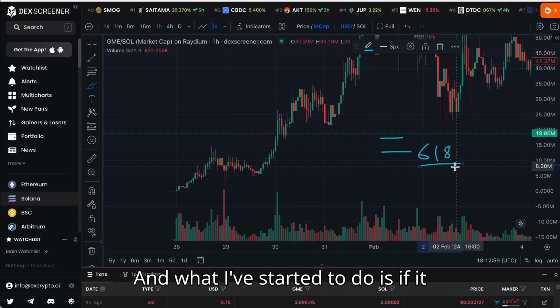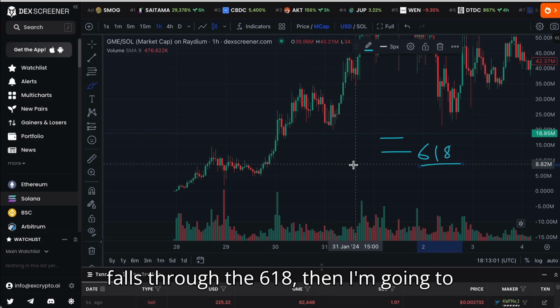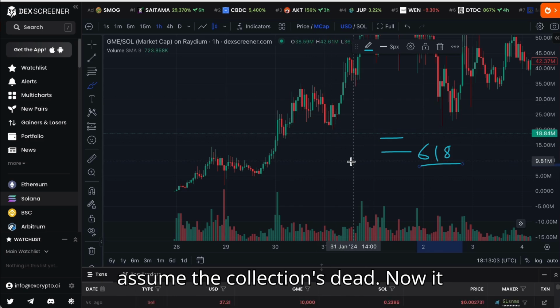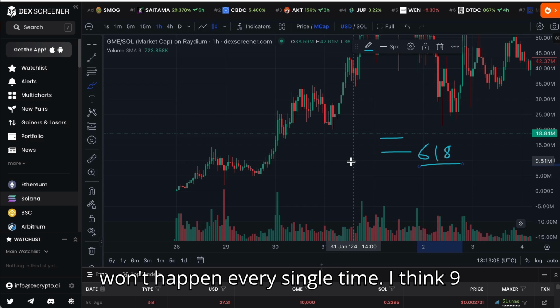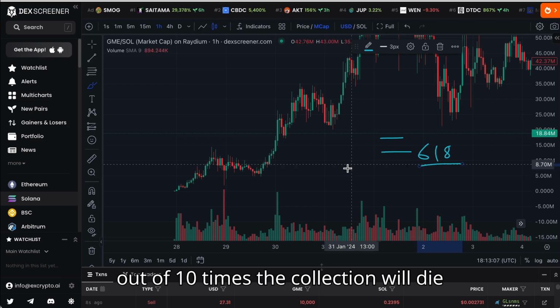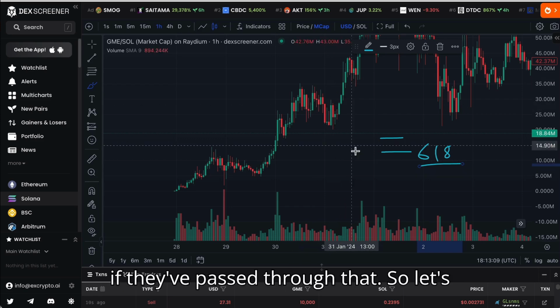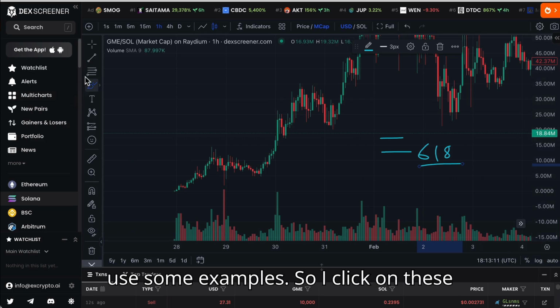And what I've started to do is, if it falls through the 618, then I'm going to assume the collection's dead. Now, it won't happen every single time, but I think 9 out of 10 times the collection will die if they've passed through that. So let's use some examples.